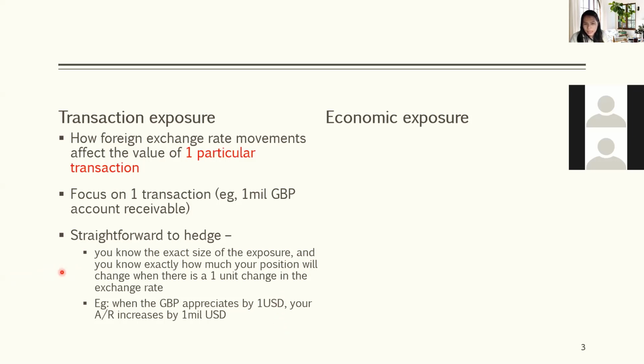You also know exactly how much your position will change when there is a 1 unit change in the exchange rate. So for example, I don't know why I used the pound here and the USD in the previous example, but anyway, assuming that the pound is the foreign currency in this case, when the pound appreciates by $1, you know that the account receivable you're expecting is going to increase by $1 million as well. So it's a straightforward 1-to-1 ratio.